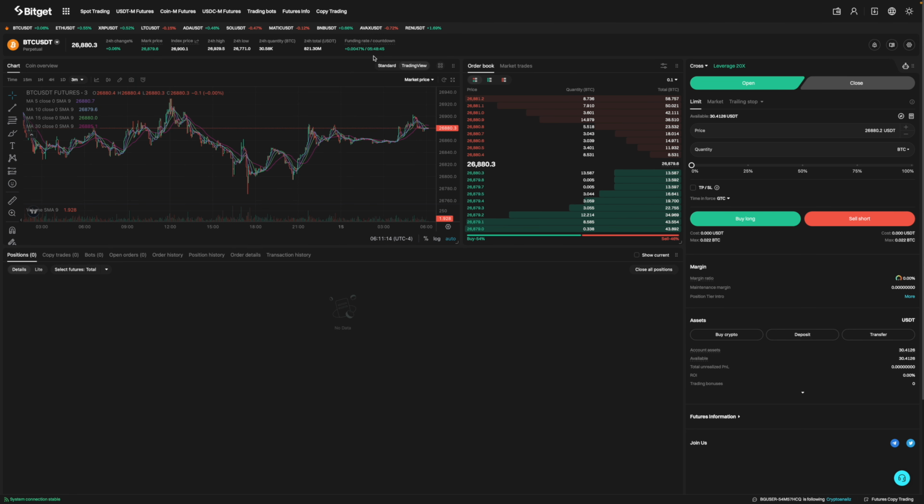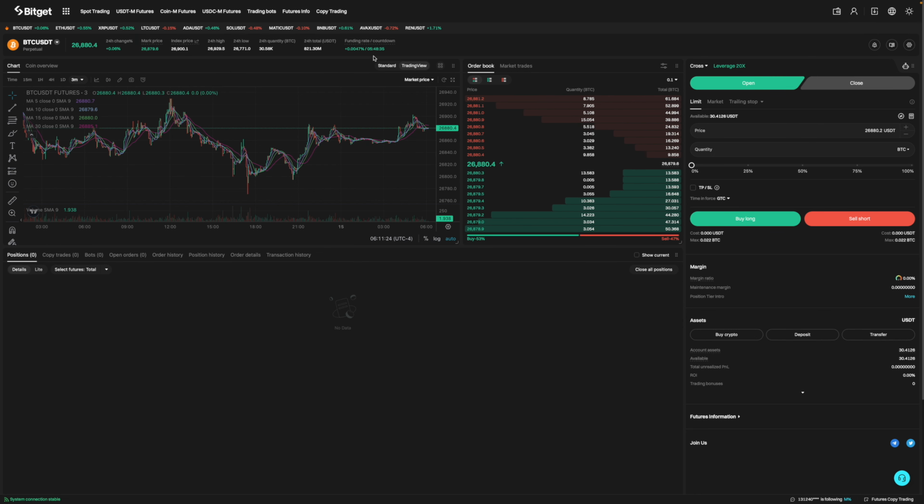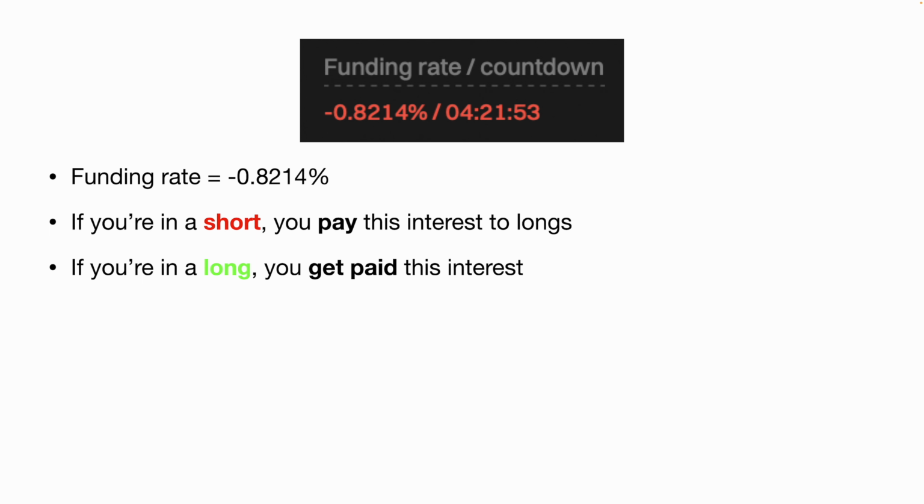So when the number is positive, it means that longs have to pay shorts, and if it's negative, then shorts have to pay longs at the end of the countdown timer. This percentage is based on your outstanding position. So let's take a look at an example.